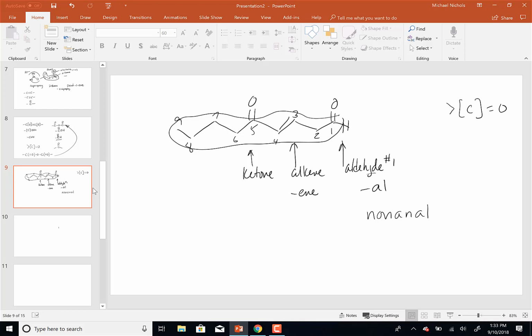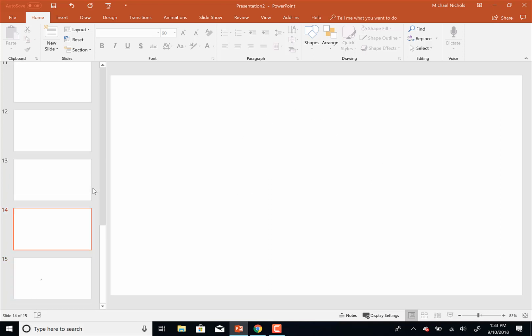So, but for the ketone, since it's not the highest priority, this is going to be called an oxo group.